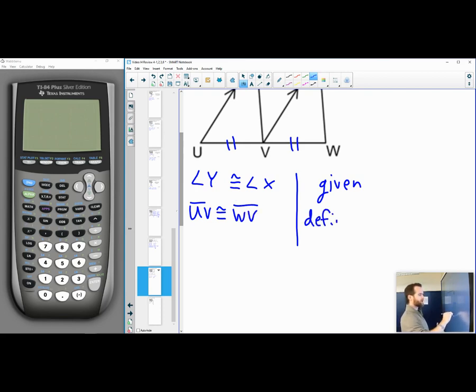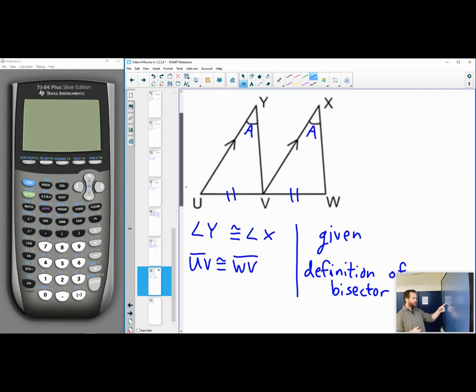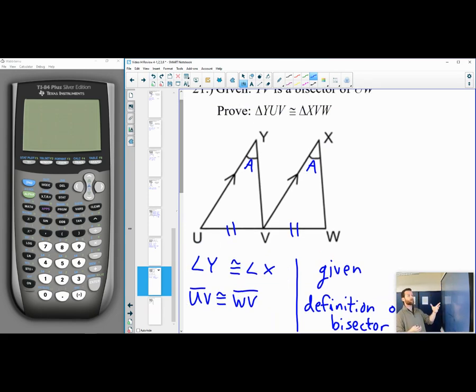I'll put definition of bisector. That might not be good enough for a college professor, but at our level, that's totally good. That's rigorous enough. Okay, we've got two pairs, 1 and 2. We just need one more because we know we always need 3 pairs of congruent parts.